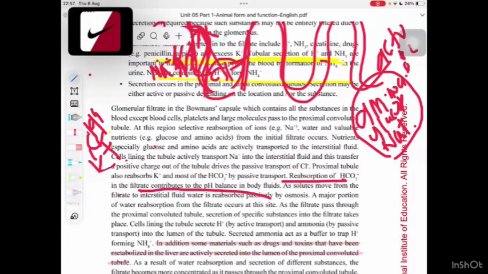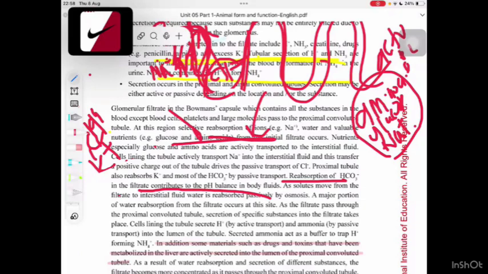But what happens if we need some amount of bicarbonate ions in our body fluid as well? We can't remove all the bicarbonate ions. To maintain a constant pH, we need to have some weak bases as well as weak acids, right? So for that, the required amount of bicarbonate ions are again selectively reabsorbed.